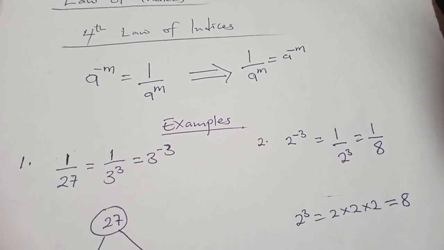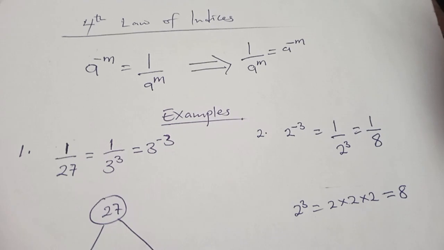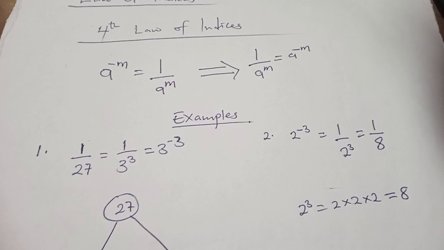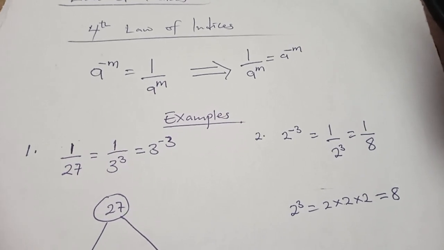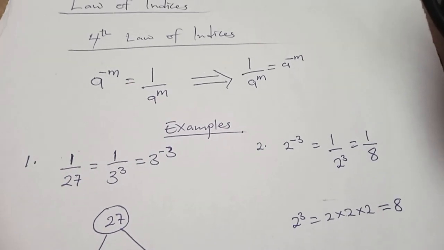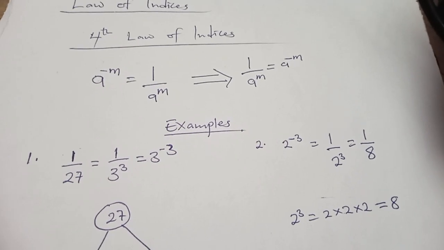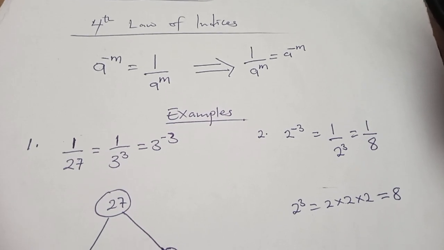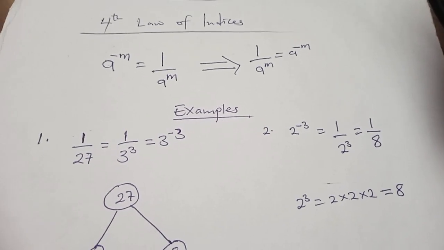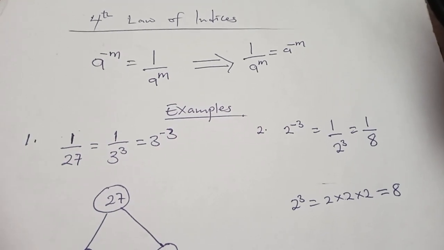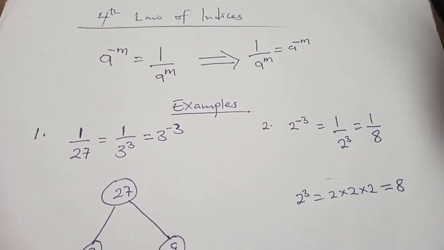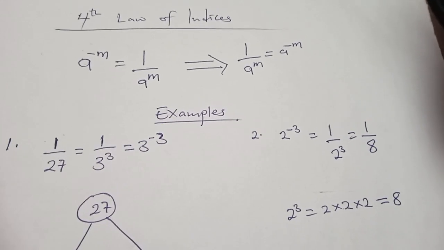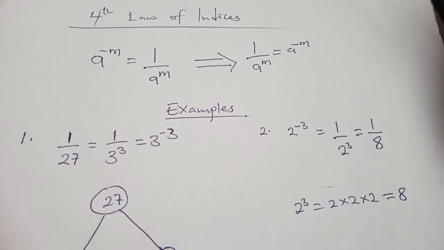Now when you look at the fourth law of indices, we have a to the power negative m, which is equal to 1 over a to the power m. Anytime you have a base carrying a negative power, we always find the inverse. When I say inverse, it means that we have 1 over the base of the indices. That's what we call the inverse. We always find the inverse of the indices.